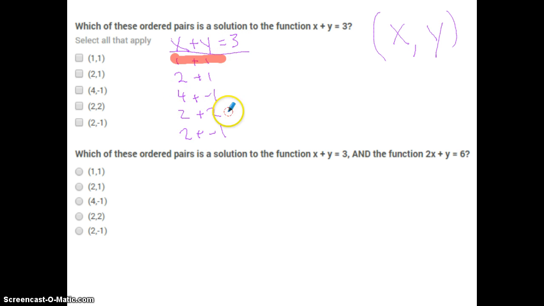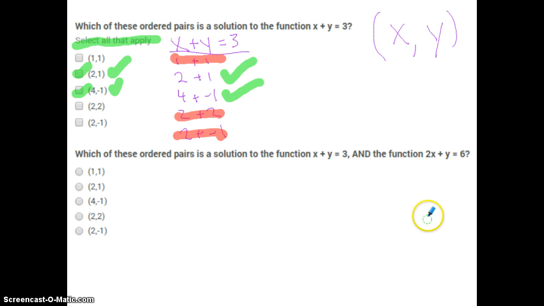4 plus -1 is also 3, so that's a possibility. 2 plus 2 is 4, that's bad. And 2 plus -1 is 1, that's bad. So my two good possibilities were here, because 2 plus 1, x plus y, is 3, and 4 and -1, yes, because 4 and -1, x plus y, is also 3. So these are my two possibilities, so I would check here and here, because it does say select all that apply. So that means there's more than one correct answer.